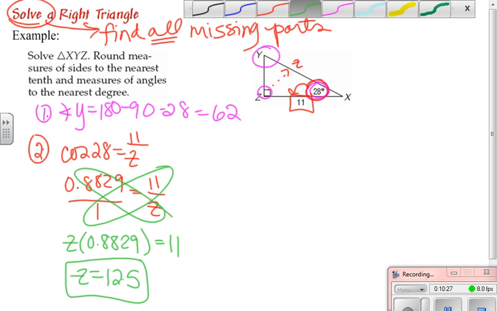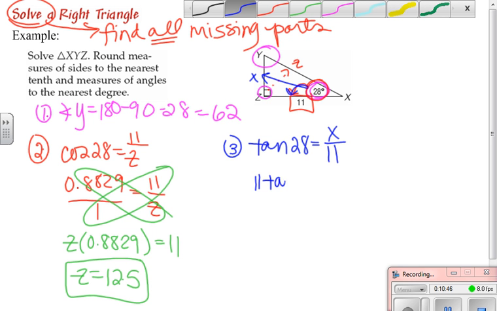Then I start over and say, well, little x is the opposite, and I know my adjacent, so I'm really talking about the tangent of 28 being equal to x over 11. Here I can just multiply both sides by 11, go to my calculator, and I find out that x is equal to 5.8.